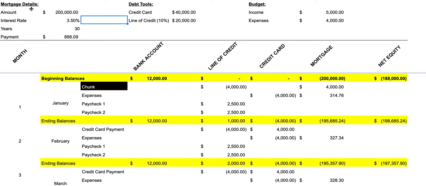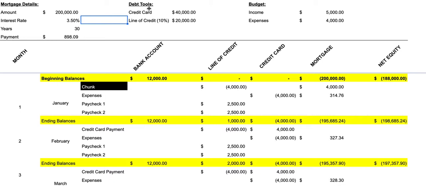So let's get started. Right here are all the mortgage details. Let's say you purchase a home or condo or something for $200,000. The interest rate on the mortgage is 3.5%. It's a 30-year mortgage. That will make your payment $898.09.